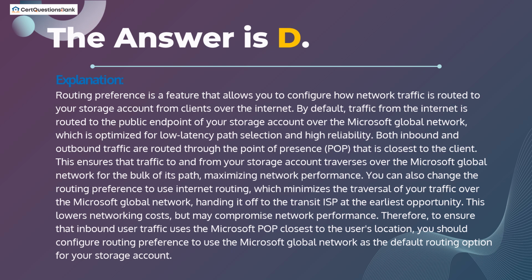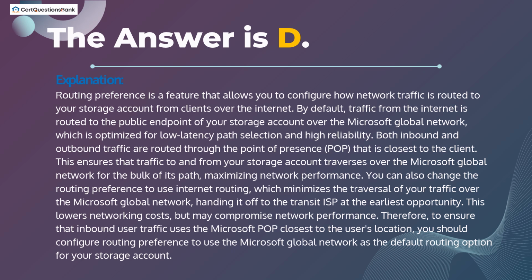Routing preference is a feature that allows you to configure how network traffic is routed to your storage account from clients over the Internet. By default, traffic from the Internet is routed to the public endpoint of your storage account over the Microsoft Global Network, which is optimized for low latency path selection and high reliability. Both inbound and outbound traffic are routed through the point of presence, POP, that is closest to the client. This ensures that traffic to and from your storage account traverses over the Microsoft Global Network for the bulk of its path, maximizing network performance.